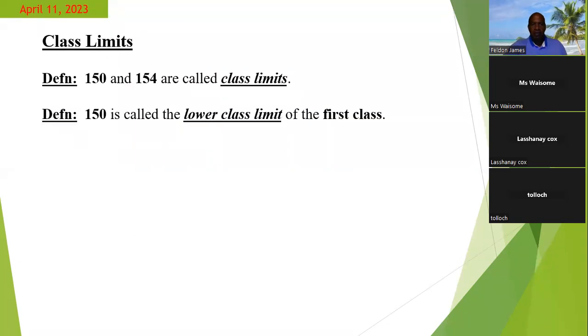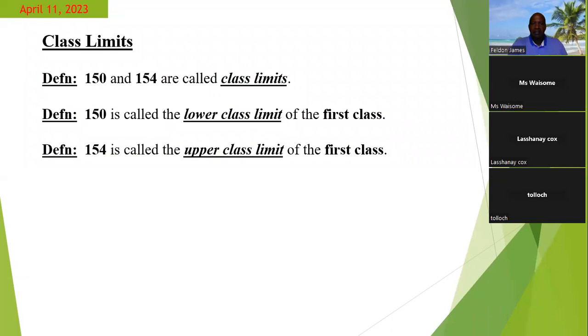All right, so now we talk about the class limits. We say that 150 and 154 are called the class limits. And these would be the upper and lower limits in terms of the first class. So the 150, which is the lower number, is the lower limit of the first class. And 154 is the upper limit of the first class.